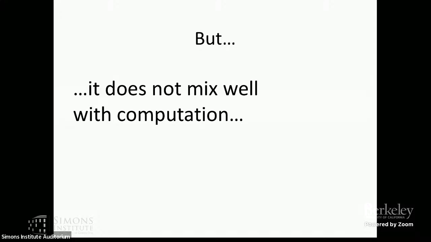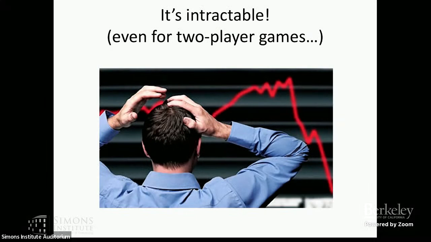For the last quarter century, computer scientists have been mingling with economists to study game theory, economics, and certainly the Nash equilibrium. And this has always been, even before AGT started, a very tentative relationship. For some reason, I'm standing by this statement: it does not mix well with computation. Nash did not have computation in mind when he came up with it. For example, it is intractable, even for two-player games.